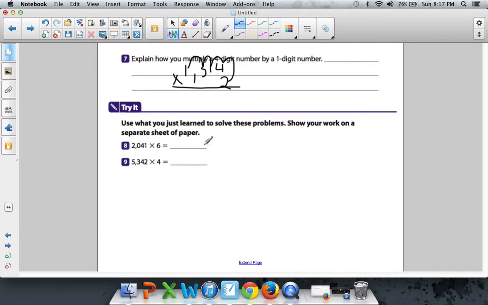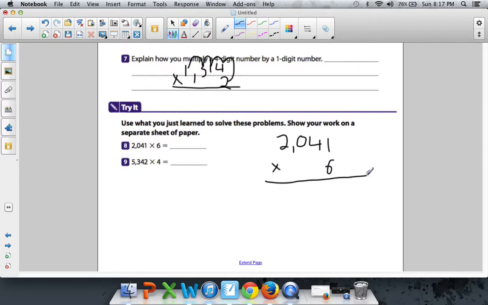Use what you just learned to solve these problems. Show your work on a piece of paper. Okay, so don't just put an answer there. That's lazy. Instead, show your work. So you have to write the big number first, and then you write the 1-digit number second.